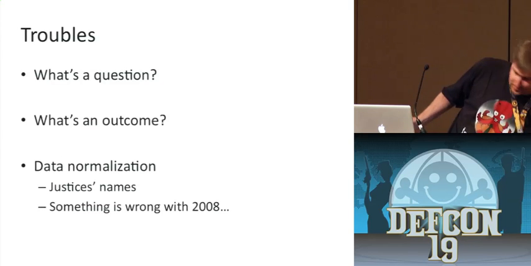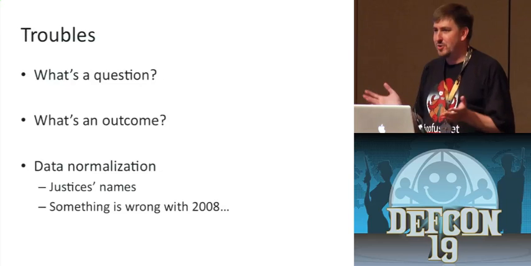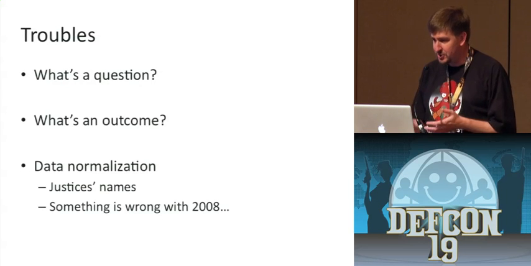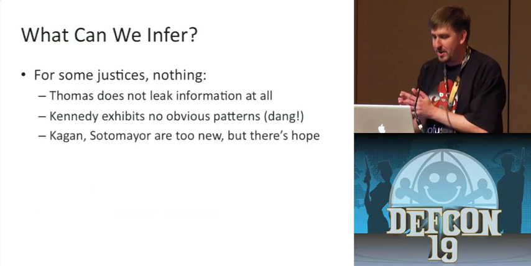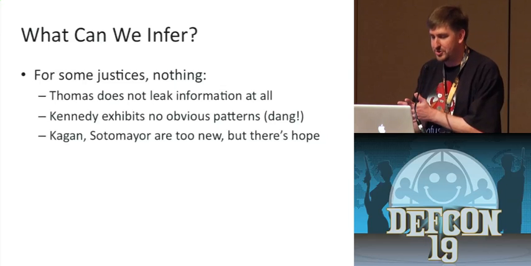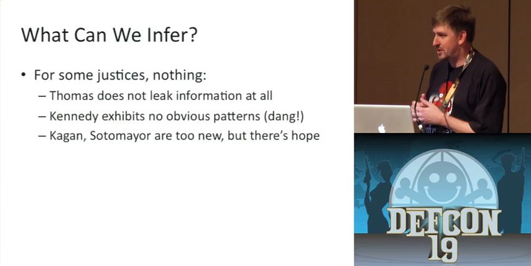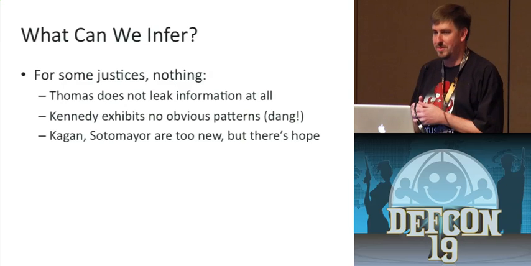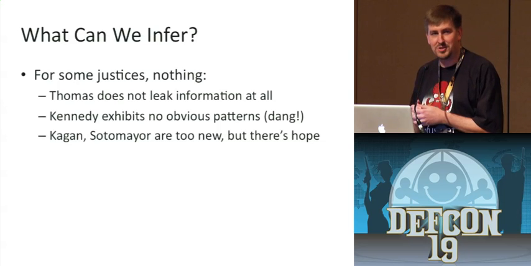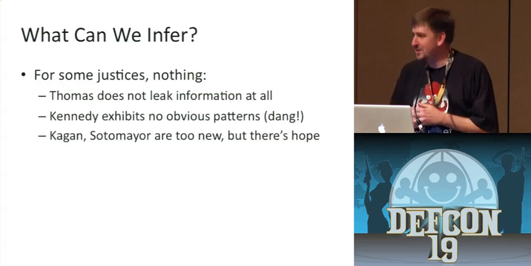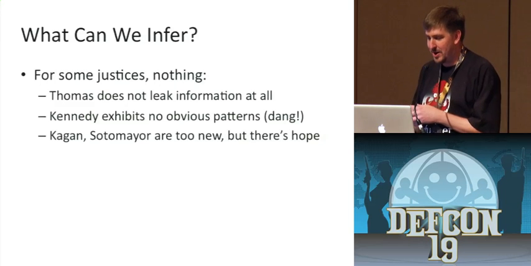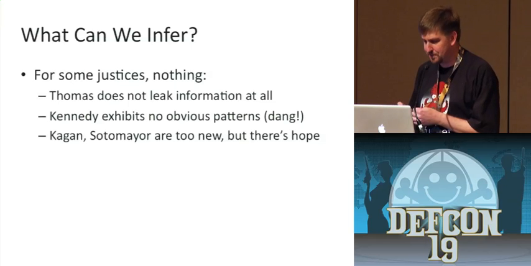So, great, we've collected a pile of data. Can we draw any inferences from it? For some justices, no. There are 4 justices for whom we really can't say anything meaningful. First, Justice Thomas has not spoken at oral argument for about 6 years, or over 5 years anyway, and so this makes analysis of his questions fruitless. So he does not leak any information at all. However, if you can guess how Justice Scalia will be voting, you might have a good clue about Justice Thomas.